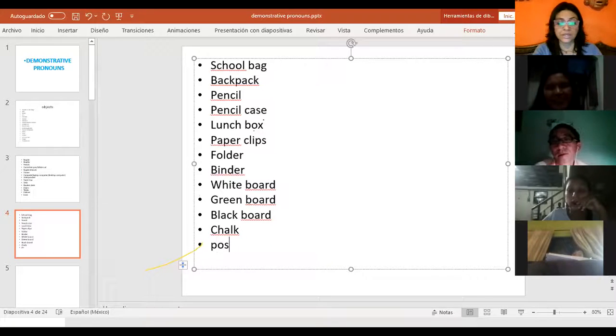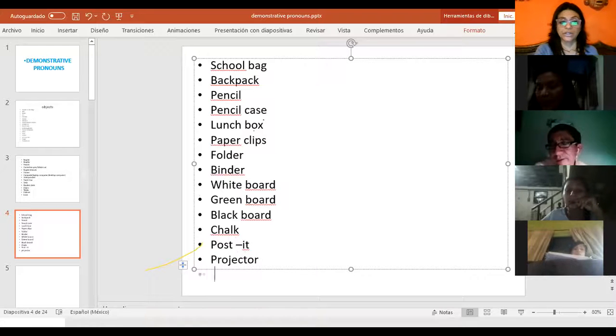You say post-its. Igual es este en inglés. Post-it. Y el proyector. Projector. It's a projector. Very good. Nice. Projector. Very good.